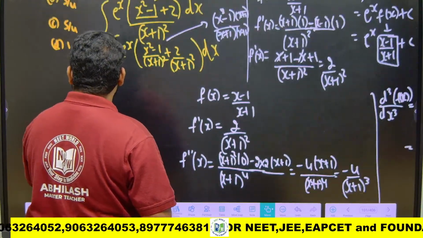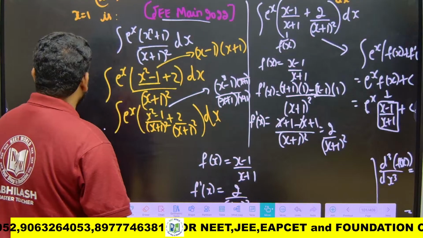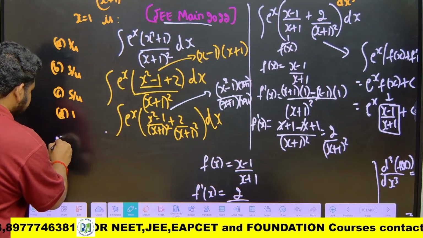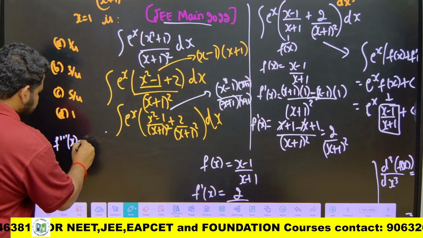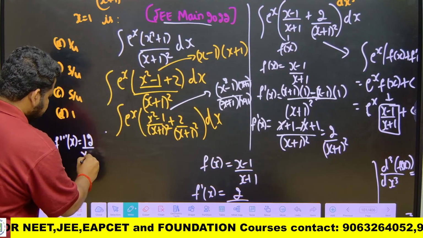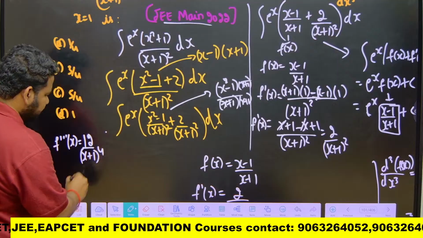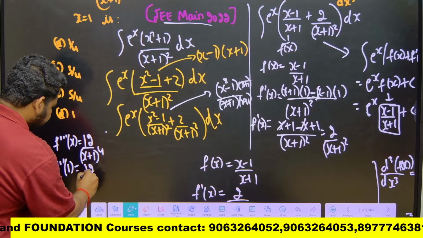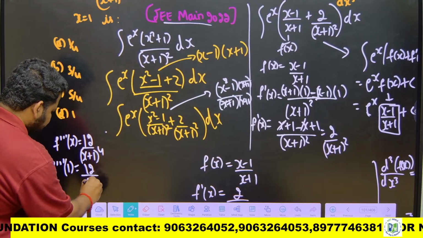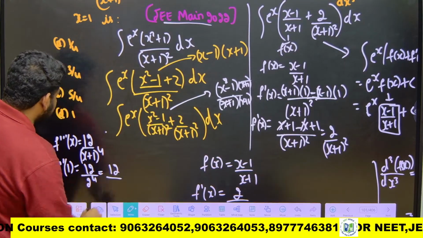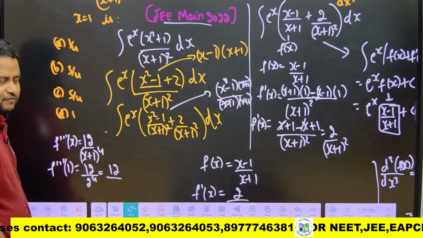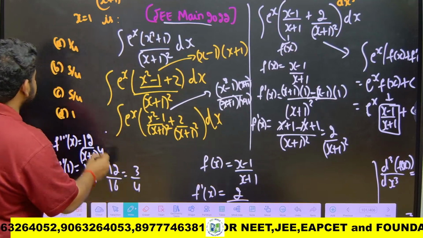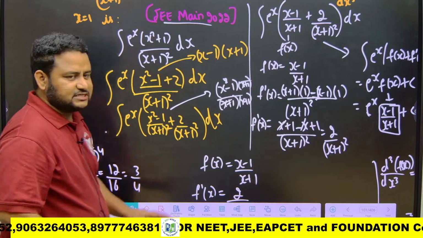F triple dash is 12 by (x plus 1) to the power of 4. F triple dash at 1 I have to find out. So this will become 12 by (1 plus 1), which is 2, to the power of 4. 2 to the power of 4 is 16. So 12 by 16: 4 threes are 12, 4 fours are 16. So the answer is 3 by 4. Okay, the answer is 3 by 4.